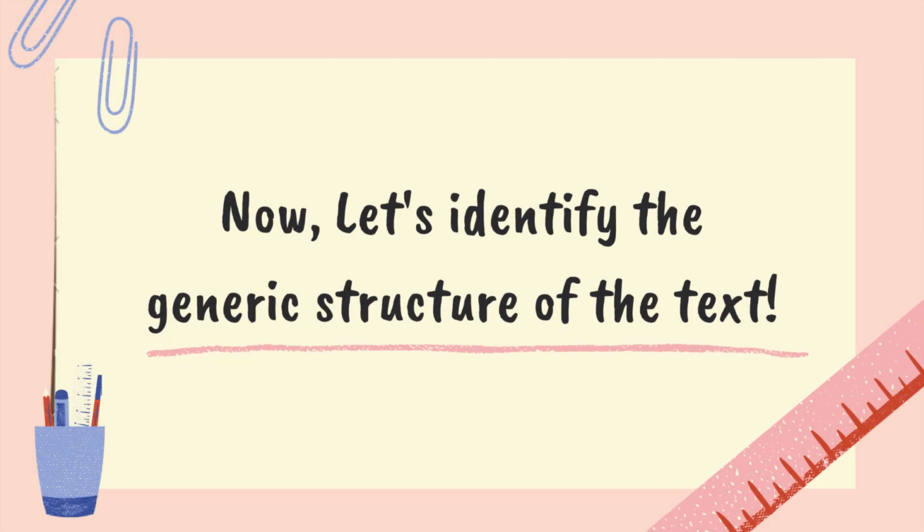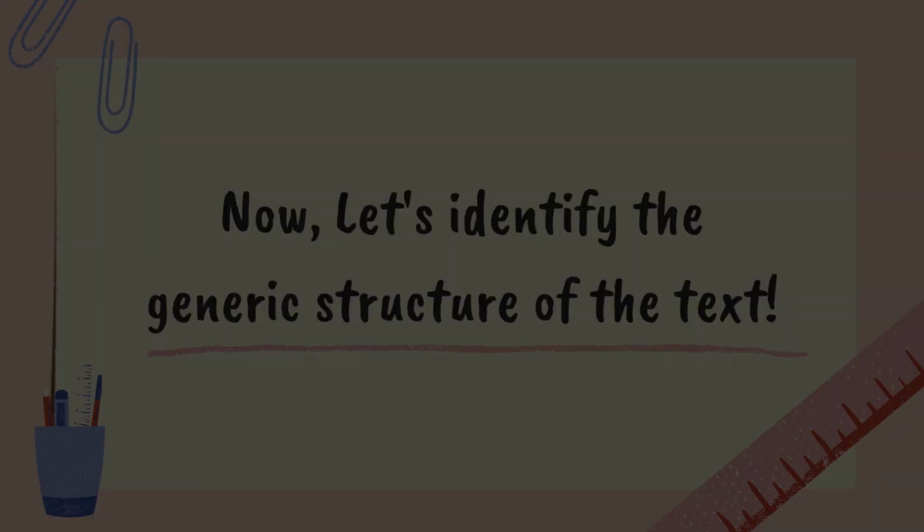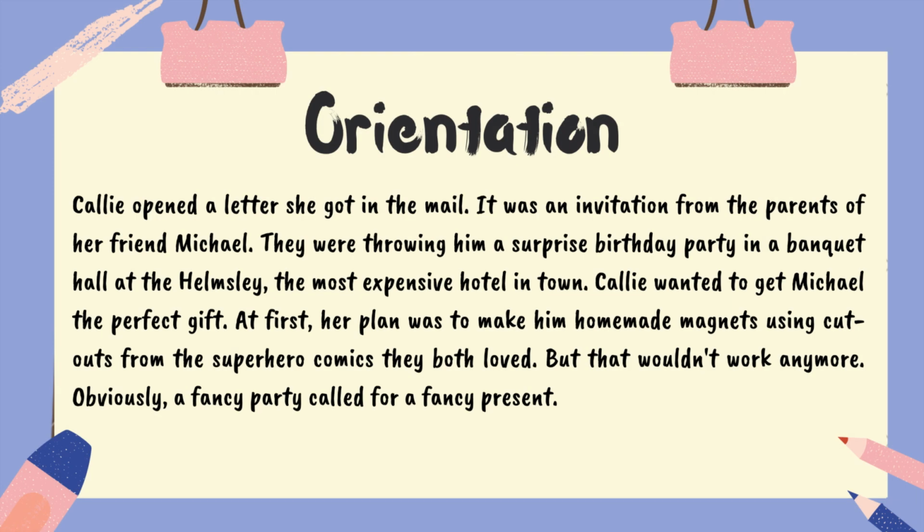After we read the text, let's try together to identify the generic structure of the text. As you can see, the first paragraph introduced the character and the situation to the readers, which is Michael invited Kelly to his birthday in the most expensive hotel in the town. This paragraph is called orientation.